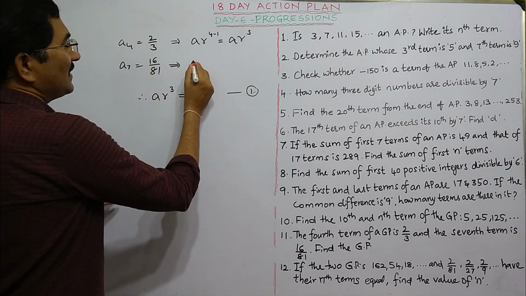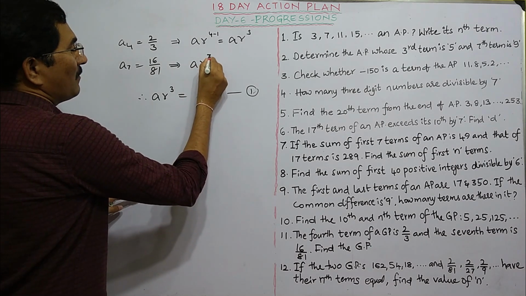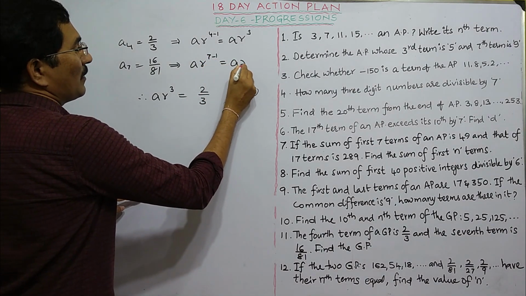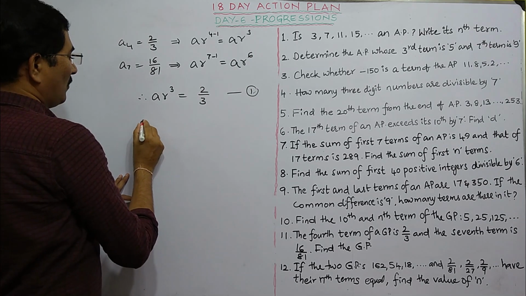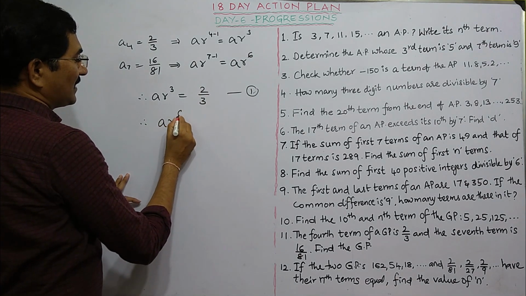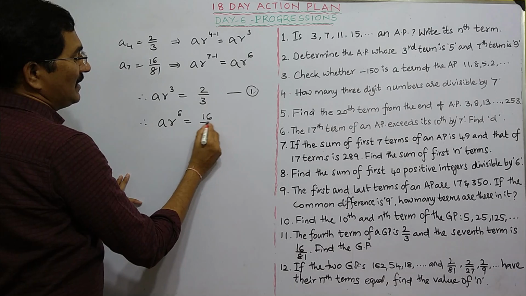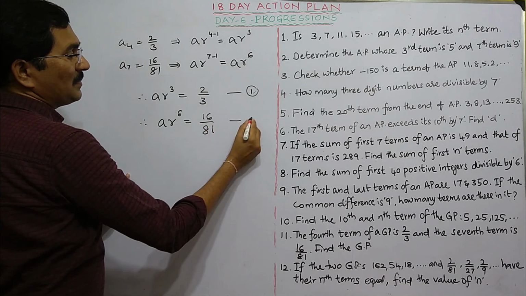The seventh term in the sense it will be ar to the power of 7 minus 1, which means it will be ar to the power of 6. Therefore, ar to the power of 6 is equal to 16 by 81. Now let this be equation number 2.